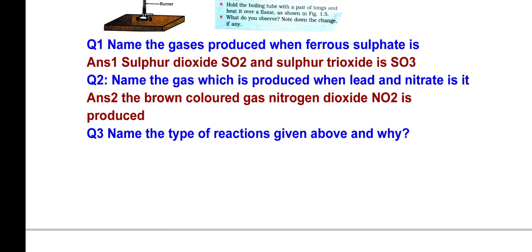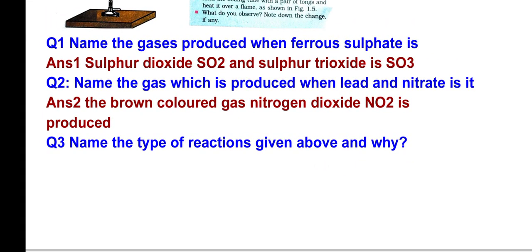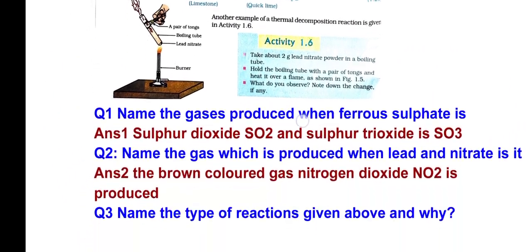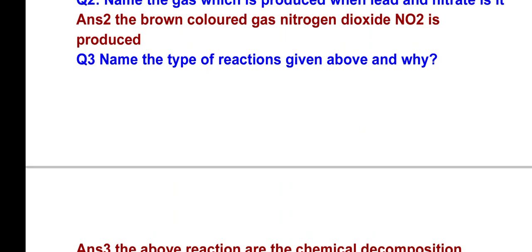Name the gases produced when ferrous sulfate is heated. The answer is sulfur dioxide, SO2, and sulfur trioxide, that is SO3. Name the gas which is produced when lead nitrate is heated. The gas which is produced is the brown colored nitrogen dioxide, NO2, released when lead nitrate is heated.